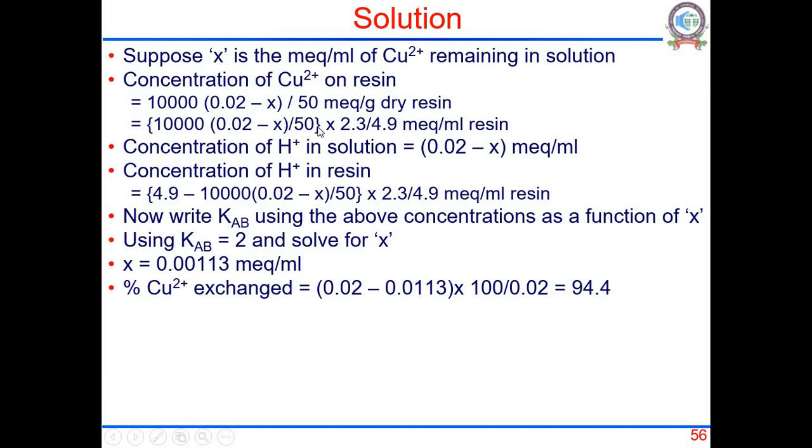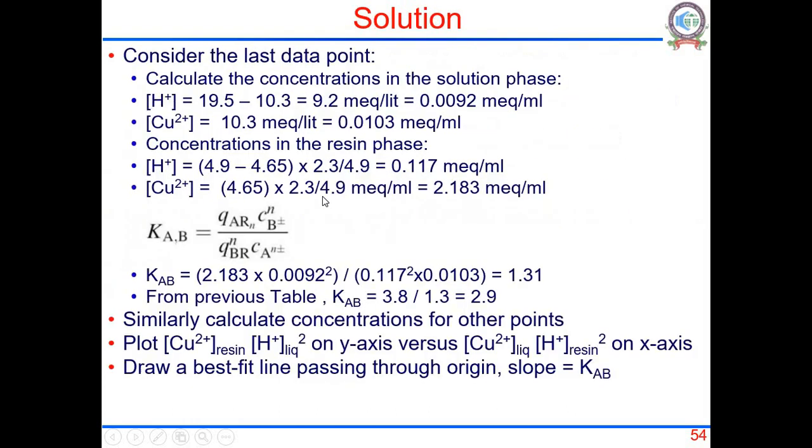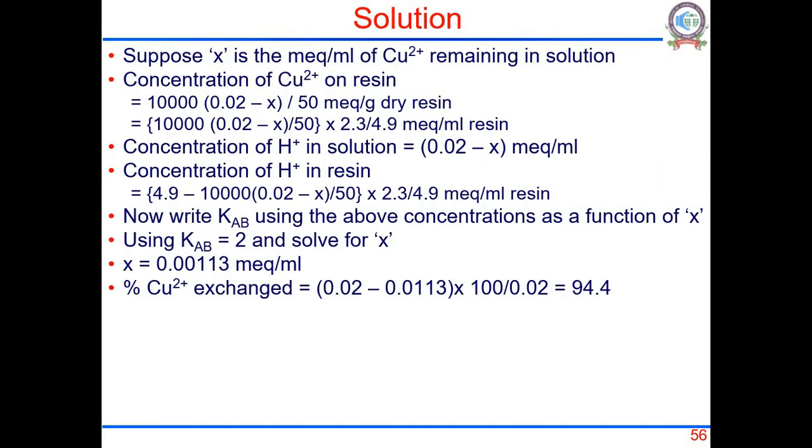So now we can write an equation for Kab in terms of this unknown X. This is one, this is another, third and fourth. So all these four terms will be dependent on X, and Kab is given to you as 2. So then you can solve for X. If you solve for X, you will get X equal to 0.00113. That means the percentage of copper ions exchanged would be 0.02 minus 0.00113.